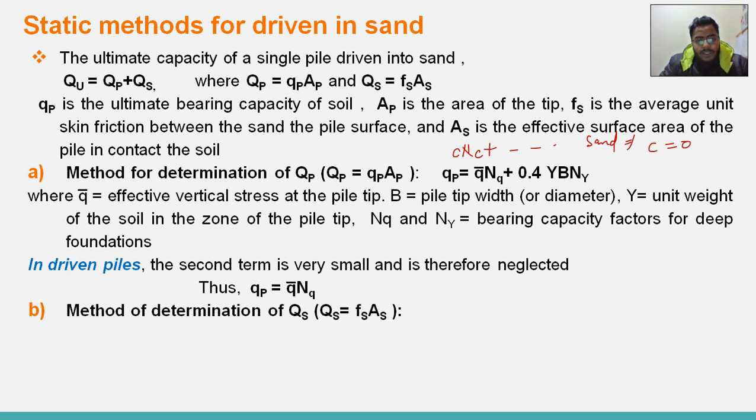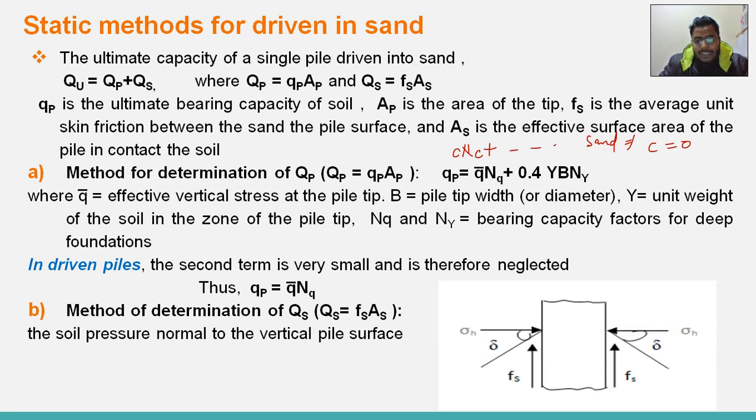Now we can calculate the Qs, that is equal to fs into As, where fs is the average unit skin friction between the sand and the pile surface, and where As is the effective surface area of the pile in contact with the soil. So soil pressure, in the figure you can see, soil pressure that is normal to the vertical pile surface is sigma h. You can see this is the sigma h.